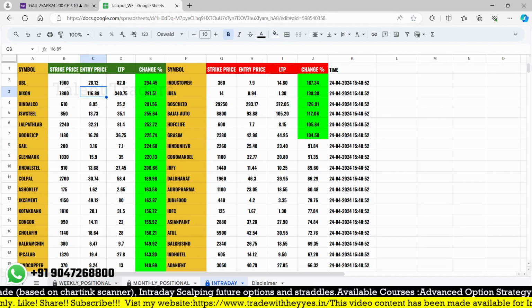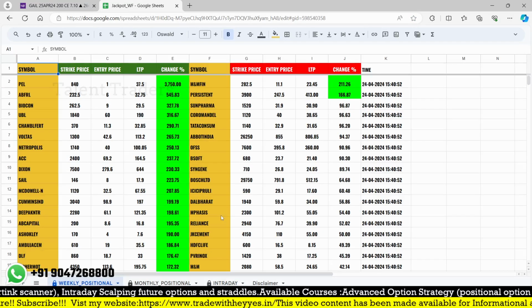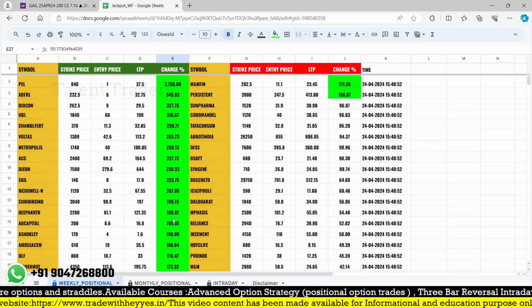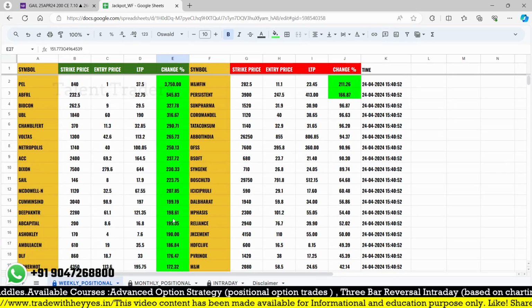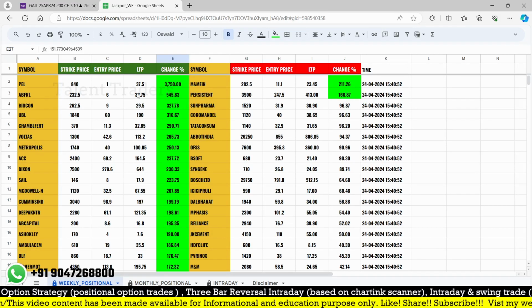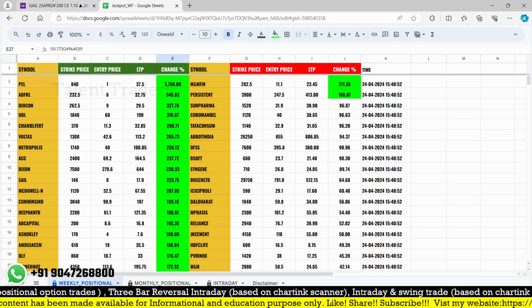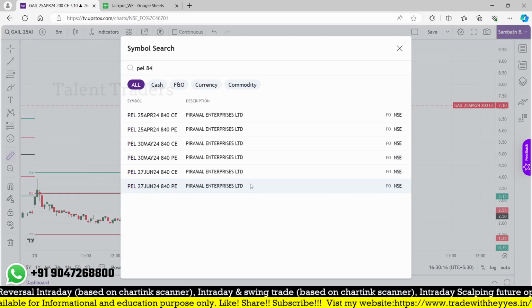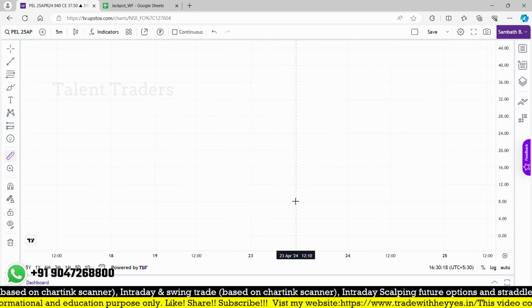And weekly positional, let me check that also. This week, almost 3 days are gone. So 50% and above, 27 stocks. Maybe at least one or two we can easily find out, and that PEL 840, 1 rupee, but was it liquid or not? We have to check PEL 840. The 840 call option, yeah, it is illiquid.